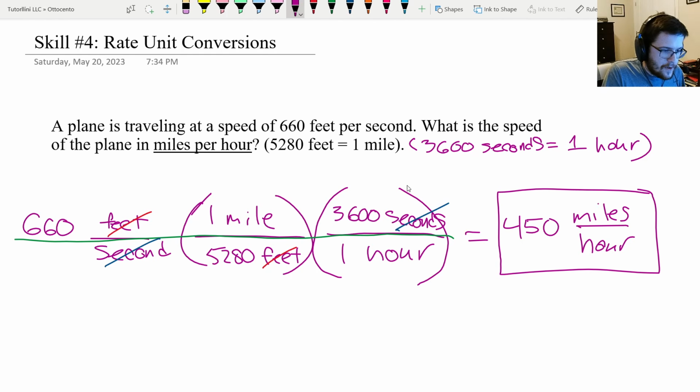Very similar to what we were doing before. Again, you've got to remember your time conversions, and it's a little strange, like I said, canceling out something kind of across the row here. A little strange, takes some getting used to, but pretty much the same idea. All right, let's move on to the next skill.